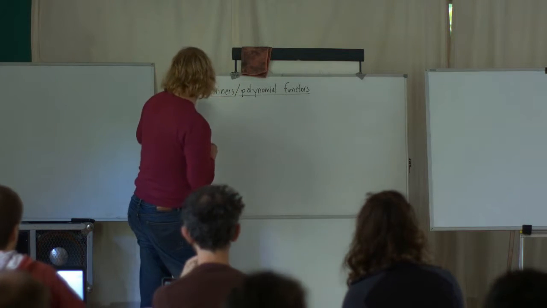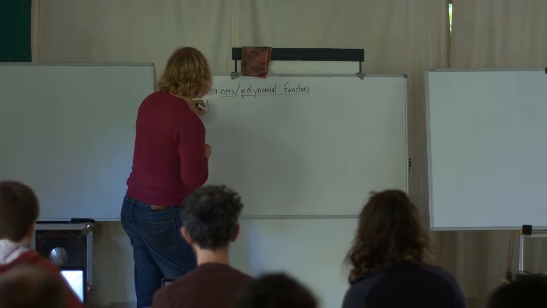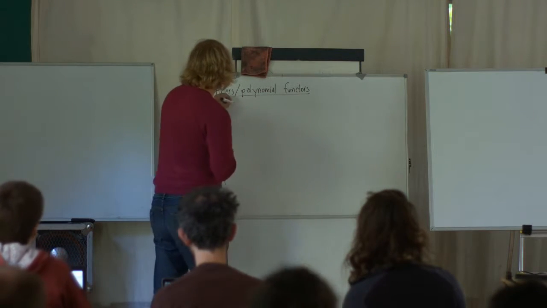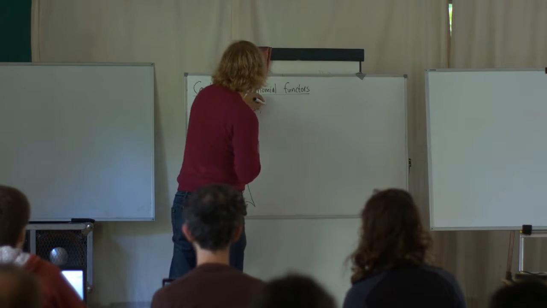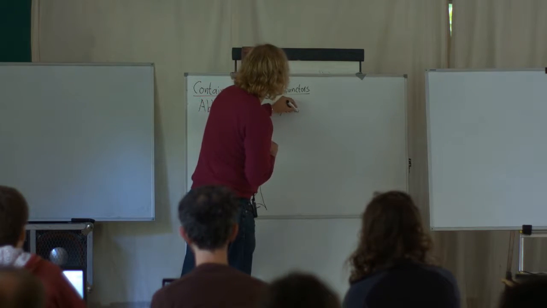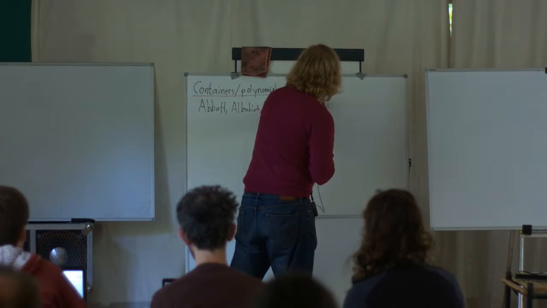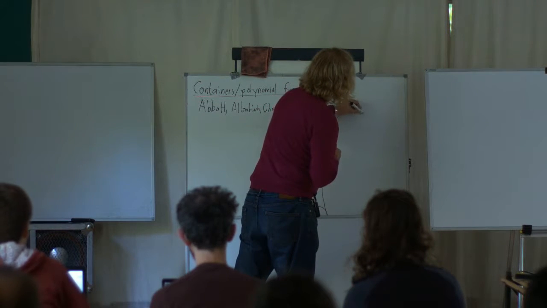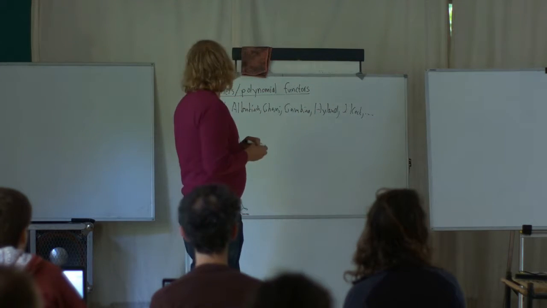So if you want to Google for references, good names to put into Google would be Abbott, Altenkirch, Ghani, Gambino, Hyland, Joachim Kock, and many others. I'm sure this will appear on the wiki eventually.